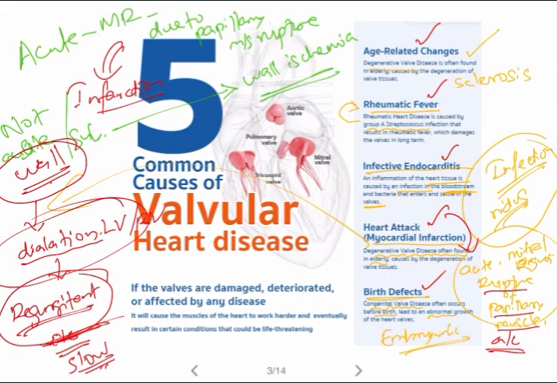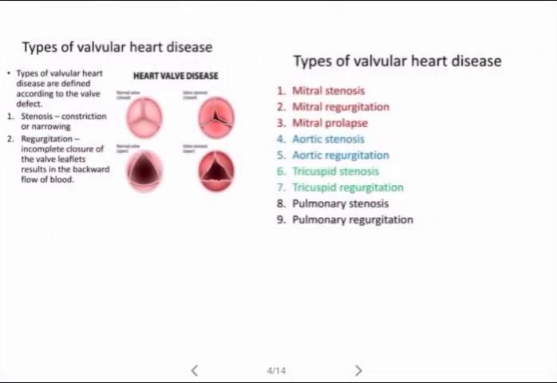Now, when there is a damaged or deteriorated valve, this can cause two kinds of lesions. We say lesion, that is a valvular defect. This valvular defect can be of two types. What are the two types?